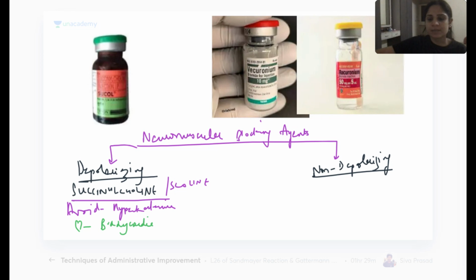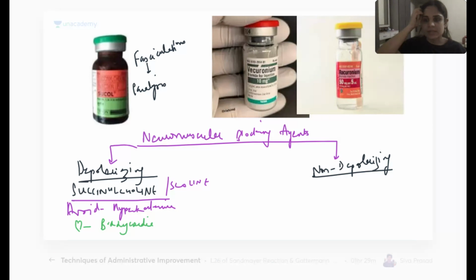Immediate paralysis or you see something else? Yes. So first I will see fasciculations and then I will see paralysis. Okay. Now, do I require a reversal agent when I give succinylcholine or not? It is not required. Okay.